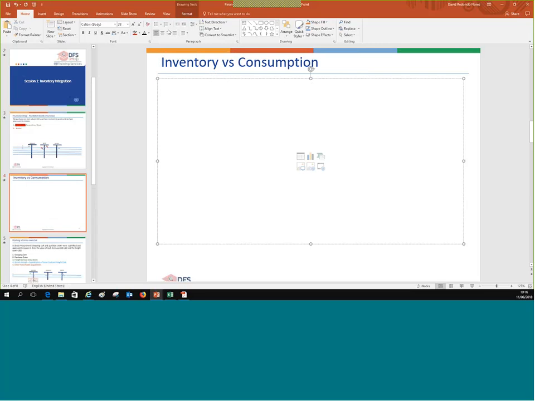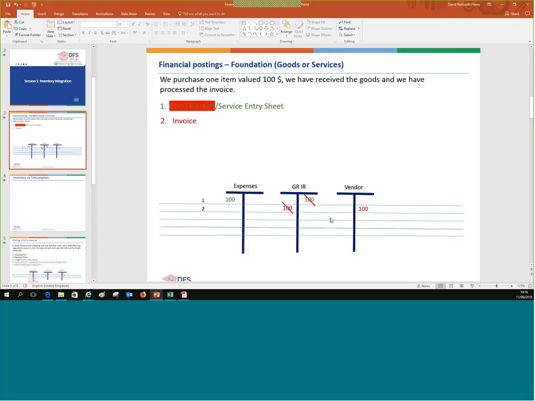So, and this is an important difference, because when we acquire goods for consumption, the posting will still be the same that we had in foundation. So if they acquire goods for consumption, at the moment of the goods receipt, we will have debit to expense account, credit to GRIR.